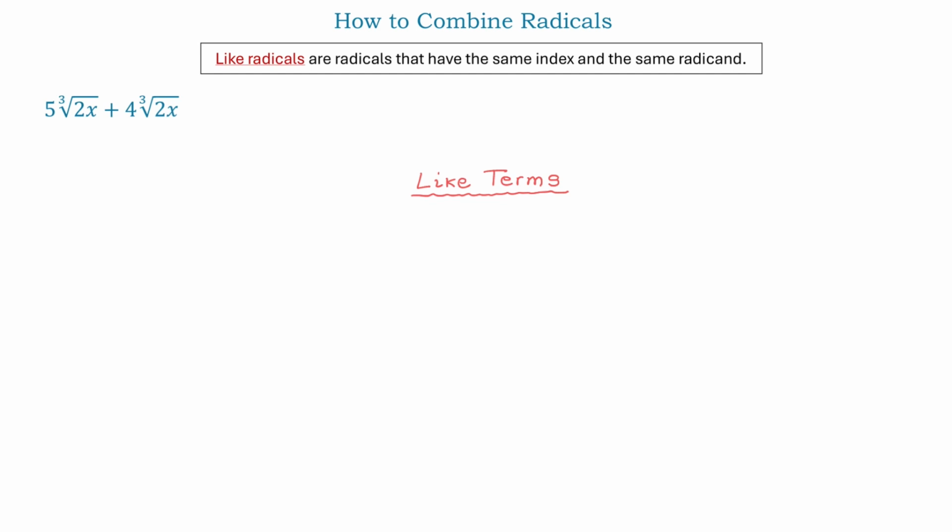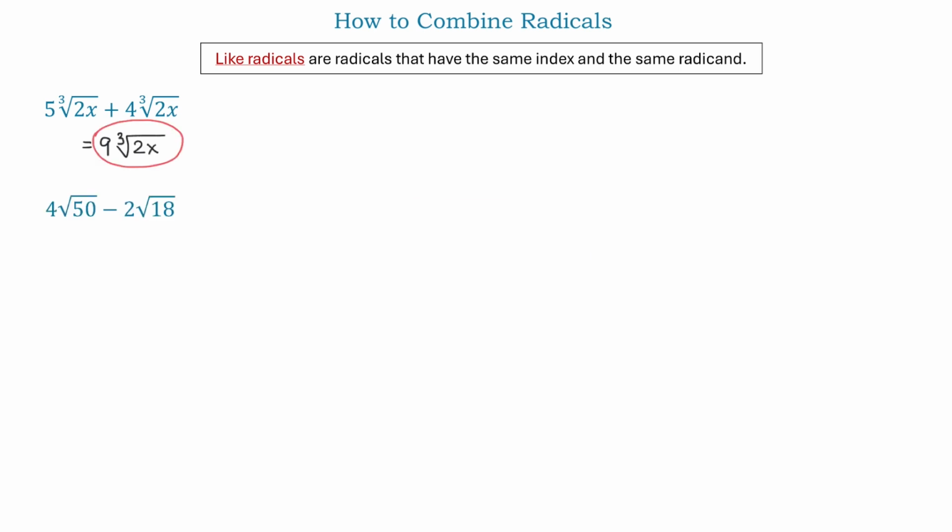And recall that like terms are terms that have the same variables and the same exponents. For example, 7x cubed and 4x cubed are like terms because they both have the same variable x with the same exponent 3. If we need to add them, then we just add the coefficients 7 and 4, which is 11, and keep x cubed as it is. Similarly, when we add like radicals, we will add the coefficients 5 and 4 and keep the cube root of 2x as it is. So the result will be 9 times the cube root of 2x.